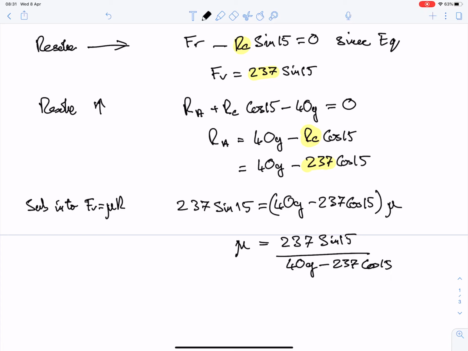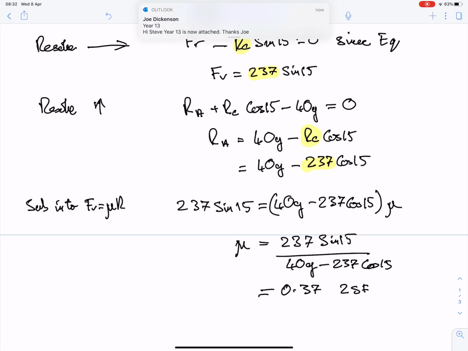That's going to need tapping in a calculator, and we're going to get around 0.4-ish. So let's just check that. 0.37 to 2SF.